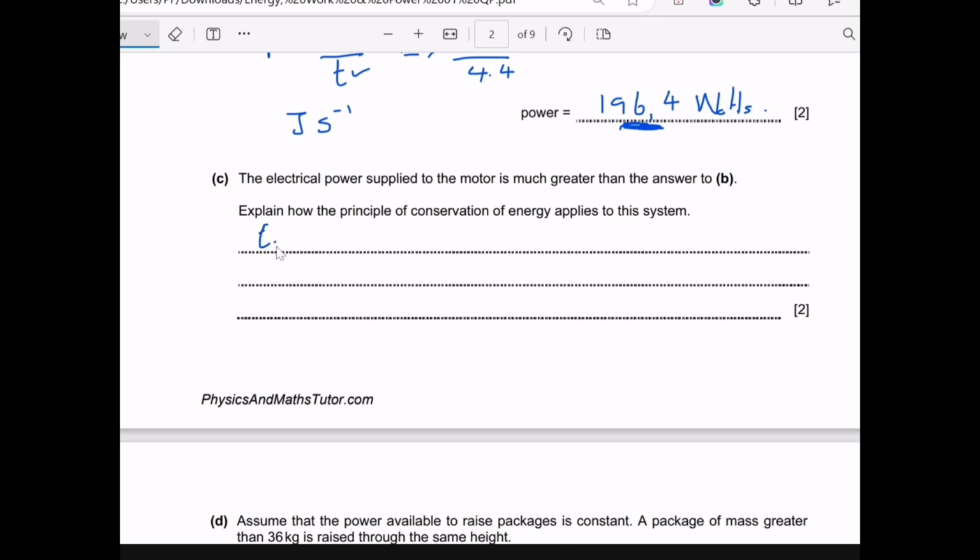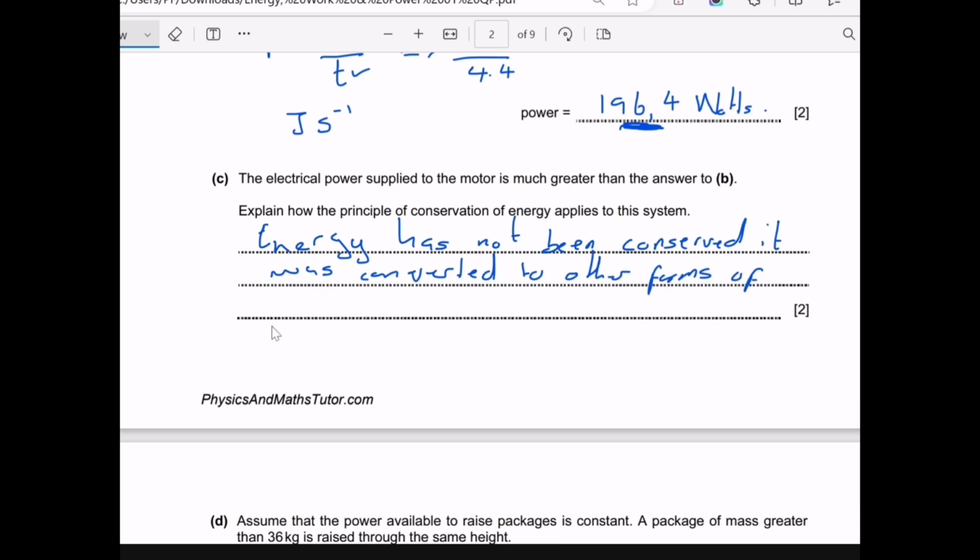So in other words, you're saying energy has not been conserved. Rather, it was converted to other forms of energy. Okay.